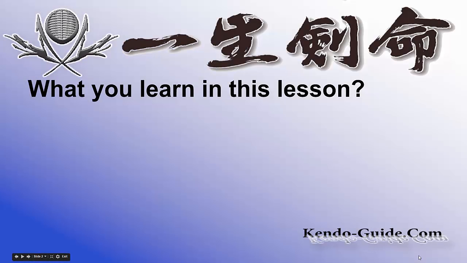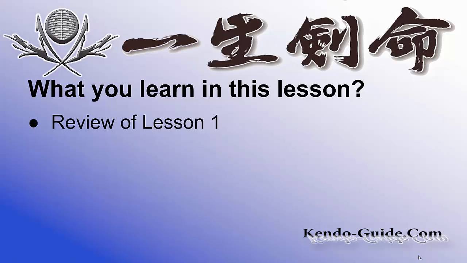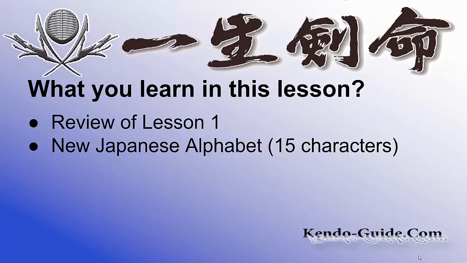Okay, what you learned in this lesson. A review of lesson 1. We're going to go over what we learned in lesson 1. Oh, lesson 2, actually, I'm sorry. Lesson 2 and the new Japanese alphabet. We did some Japanese alphabet before, in lesson 2, and then we're going to practice the new Japanese alphabet. Now what did we do?